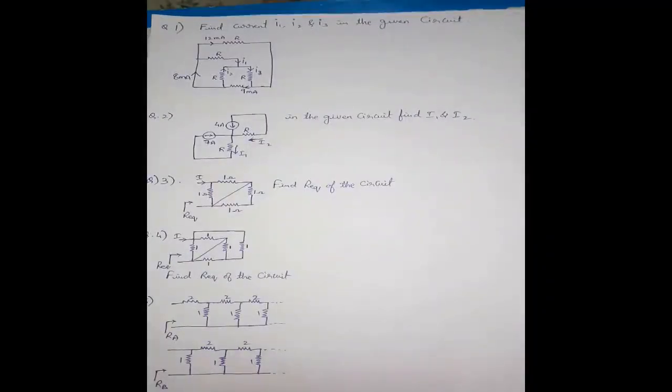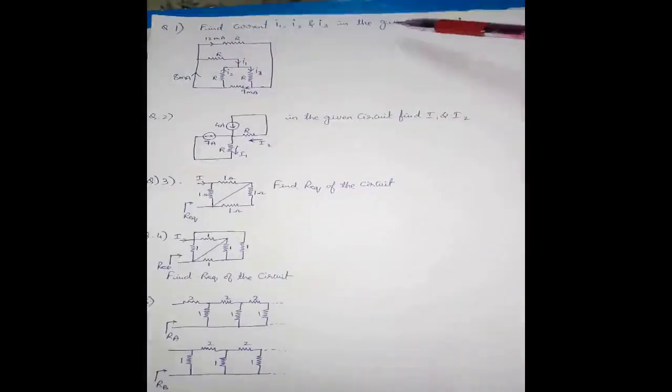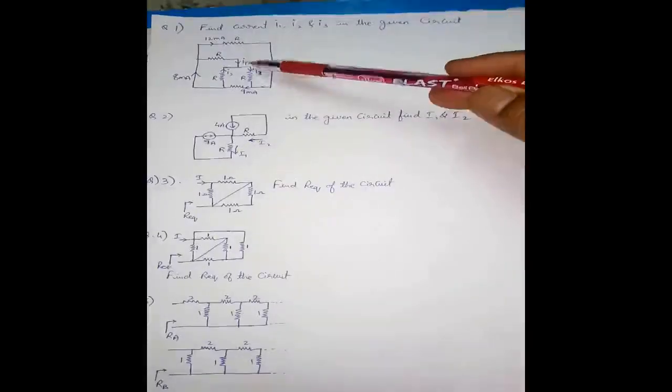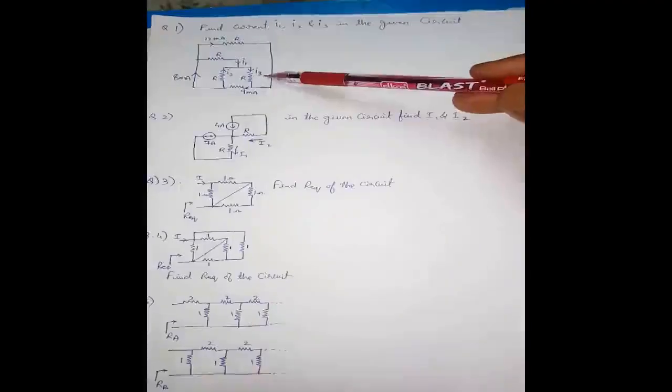Today in this session I am going to explain you the solutions of GATE examination questions. So let us start with question number 1. Question number 1 says that find current I1, I2, I3 in the given circuit. So this is the circuit given wherein you need to find I1, I2 and I3.